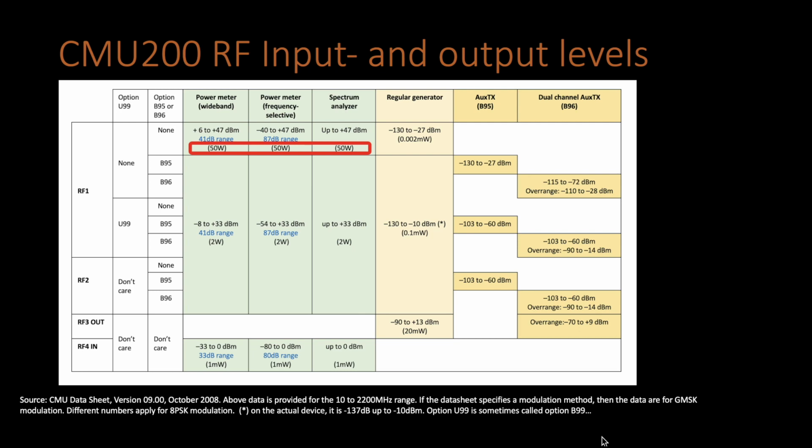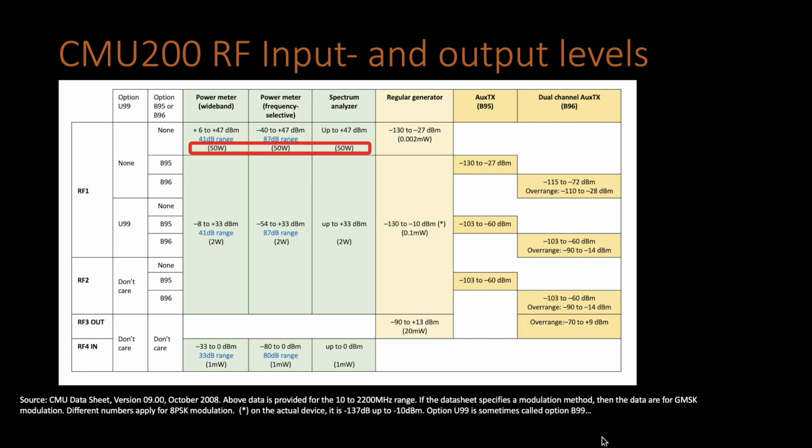And only in that particular combination the device can handle up to 50 watts. Now, having to give up that 50 watts for one of the additional signal generators might be something that you want or not, depending on what you intend to do with the device. But the U99 option, also called B99 option, to me it doesn't really make sense that you would like to have that. It is always a downgrade.